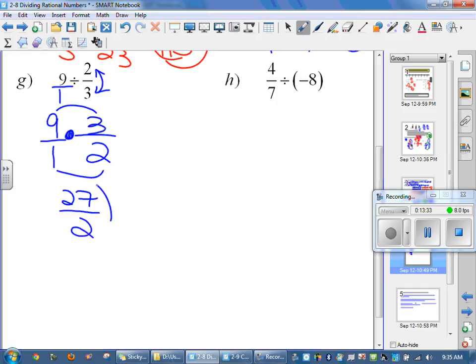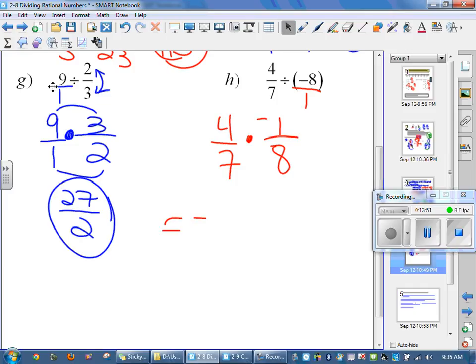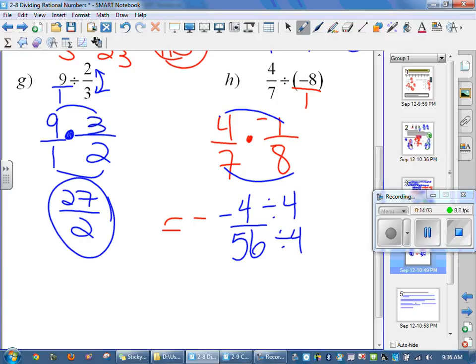On the right, the negative 8 goes over 1 as well. So you have 4 over 7 timesing by 1 over 8, all negative. There's only one negative sign, so our answer is going to be negative. Now we times our tops times bottoms. Negative 4 over 56, and they both divide by 4 to give you negative 1 and 14. Okay, so negative 1 over 14 is your final answer.